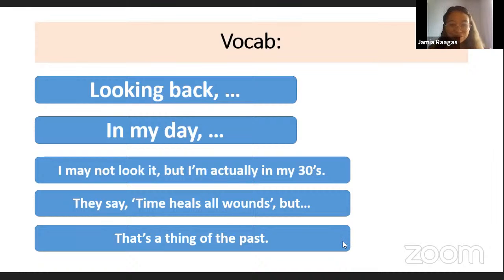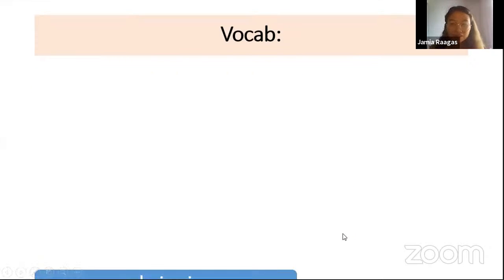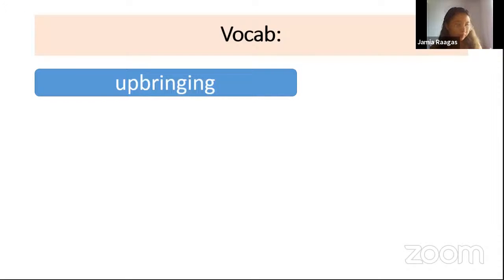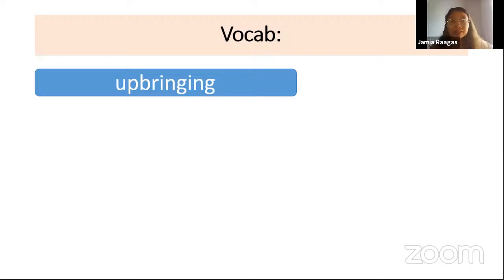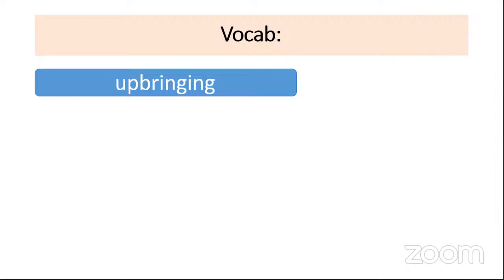Okay, now let's move to the next one. So we have upbringing. Do you know what upbringing is? Bringing, is it like we bring something? Yes, okay, but it's about your parents. How your parents raise you as a child, upbringing.